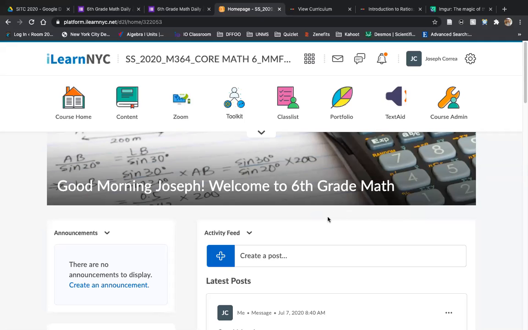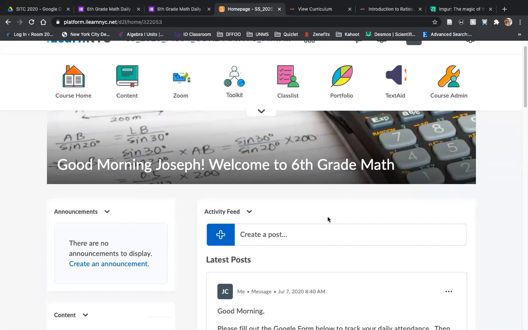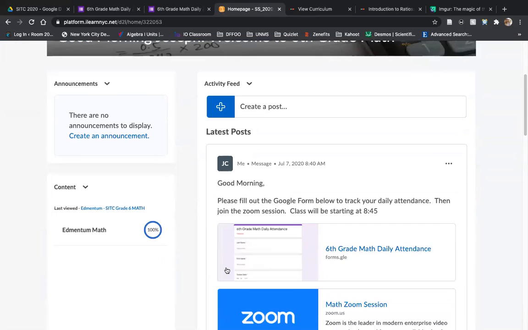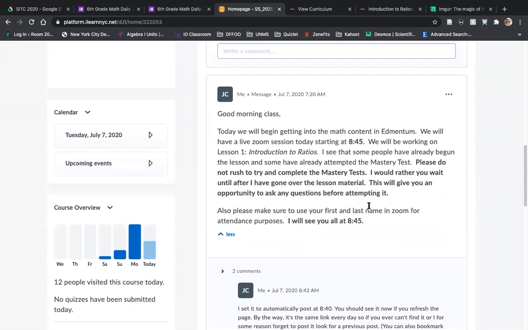That's how you guys found the link to the Zoom session, so good job. We just want to make sure every day you're reading through the announcements. Whatever's the newest announcement should show up at the top. So I posted 2 things this morning. First, I kind of gave instructions on what we were going to do.